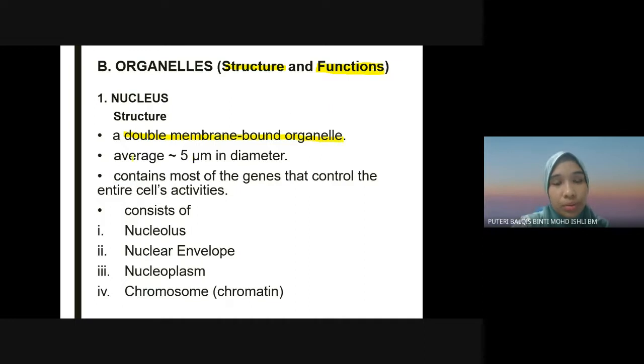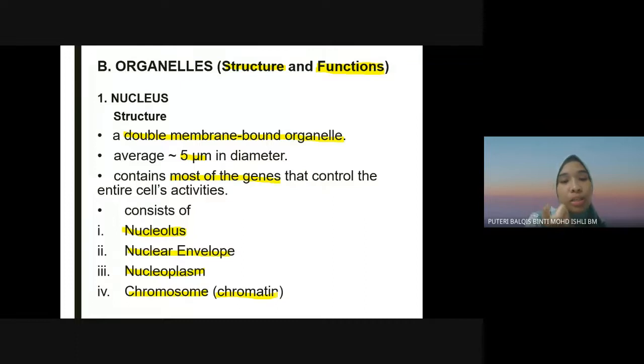Alright. So, first organelle structure, the nucleus, double membrane bounded organelle. Average size is 5 micrometer in diameter. Contain most of the genes. Okay, so gene memang duduk dekat situ lah. And it consists of nucleolus, nuclear envelope, nucleoplasm, and chromosome. Bila dia dah condense and thicken, we call that as chromosome. Bila dia lengthen and decondense, kita panggil dia sebagai chromatin.